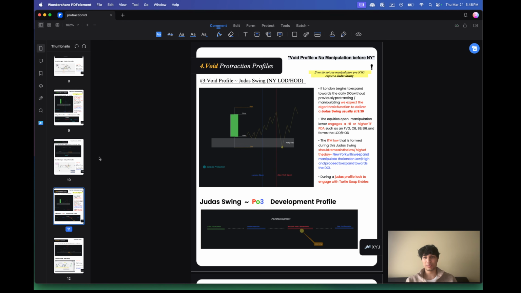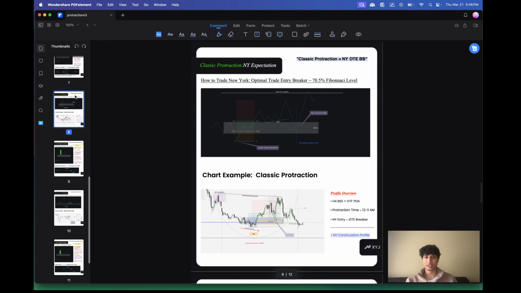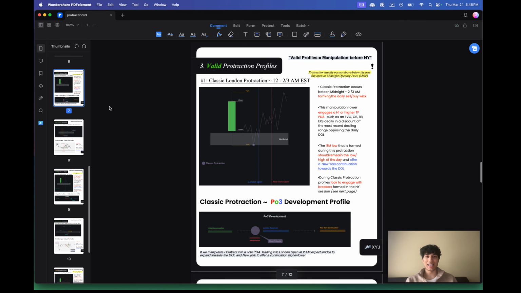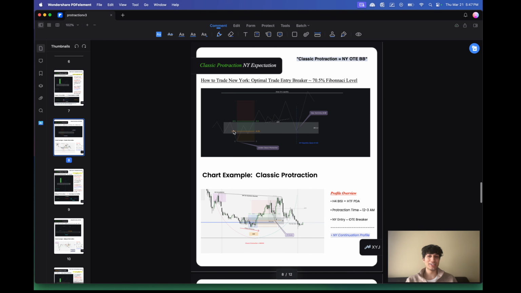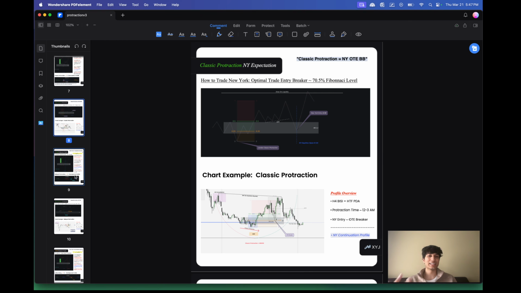So as we can see in this PDF, which we'll refer to throughout this lecture, we are going to define classic protraction as a move into this higher time frame PD array, this manipulation, between 12 and 2 to 3 a.m. Eastern time. That power of 3 development looks like this: an Asian accumulation, a manipulation before or during the London session, an expansion during the London session, and a continuation during New York. That would be our classic profile. And again, there's rules to engage in that for New York session. That's why we study London.